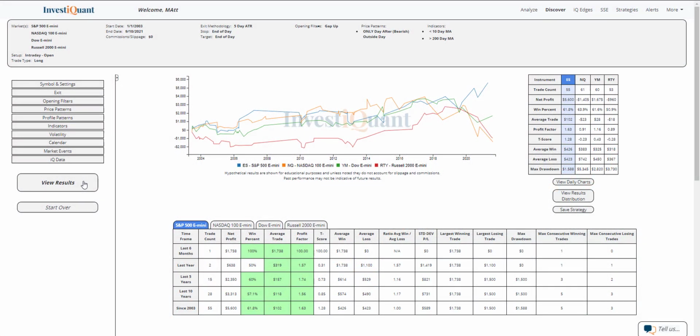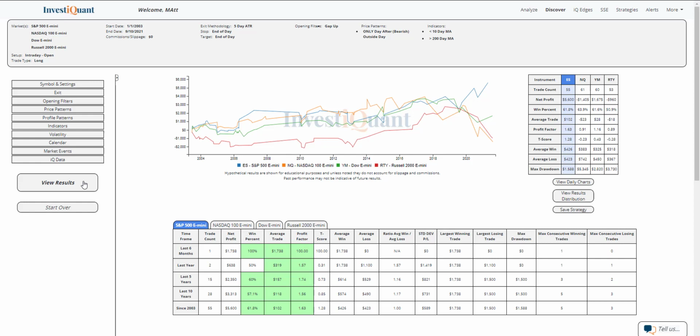And here we go. These are the results based upon entering the market long at 9:30 a.m. Eastern Time, exiting at 4:15 p.m. Eastern Time when the prior session was a bearish outside day and you gap up the next morning. This is taking place below a 10 but above a 200-day simple moving average.